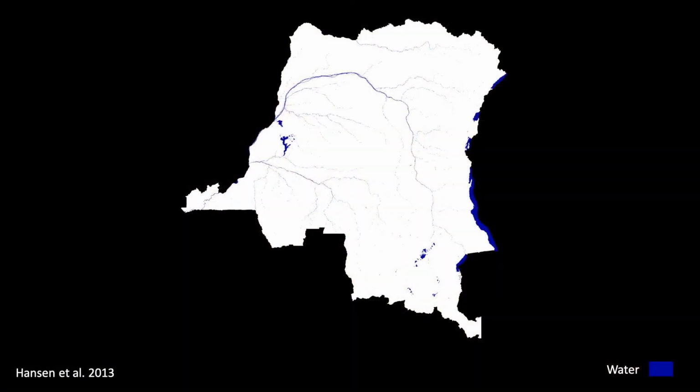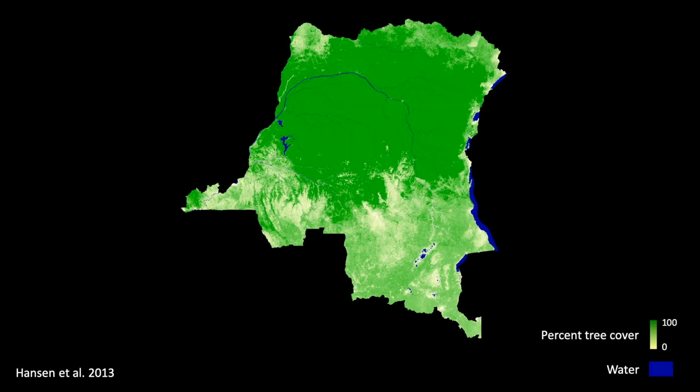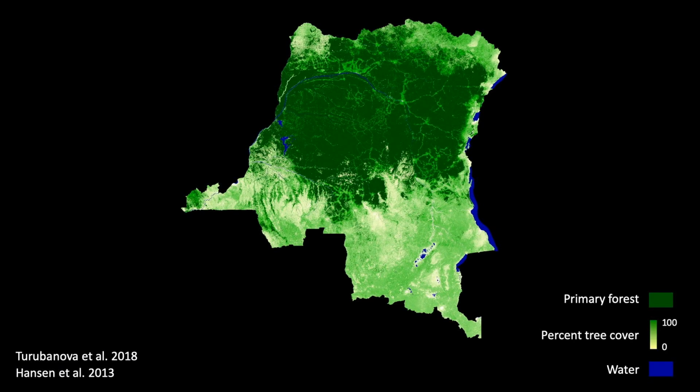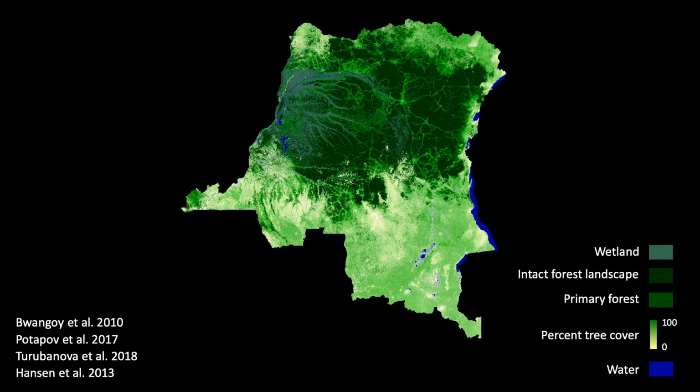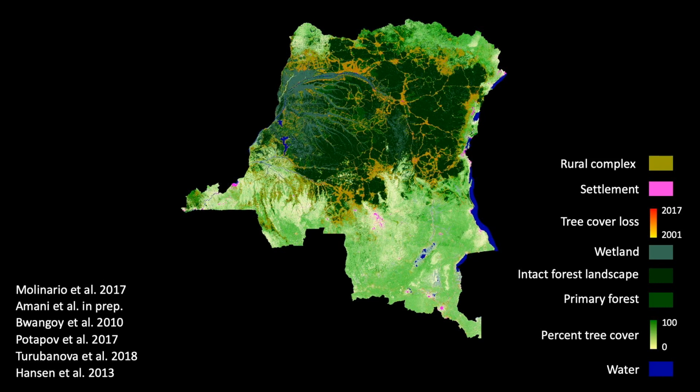And then we can add all this stuff up. So we can start with water, tree cover, primary forest, intact forest landscapes is another layer, which is like the best core blocks of rainforest. Wetlands, so which of the forests are wetland formations, which of the savannas are wetland formations. Where are we losing tree cover? Where are people living? Where are they doing agriculture? This is what they call the rural complex. It's shifting cultivation. And where, let's say, GIS layers of interest like protected areas.